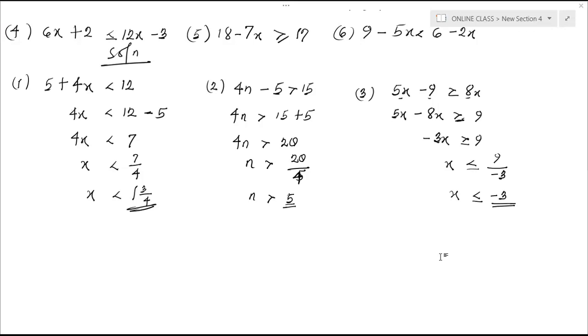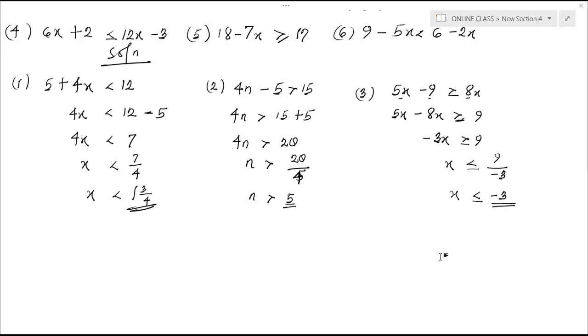1 over 7 is less than or equal to x. That's not the way, it's x you mention first. X should be at the left side, like I told you. X is greater than or equal to 1 over 7. How do you get that? The answer should be x is less than or equal to 1 over 7.